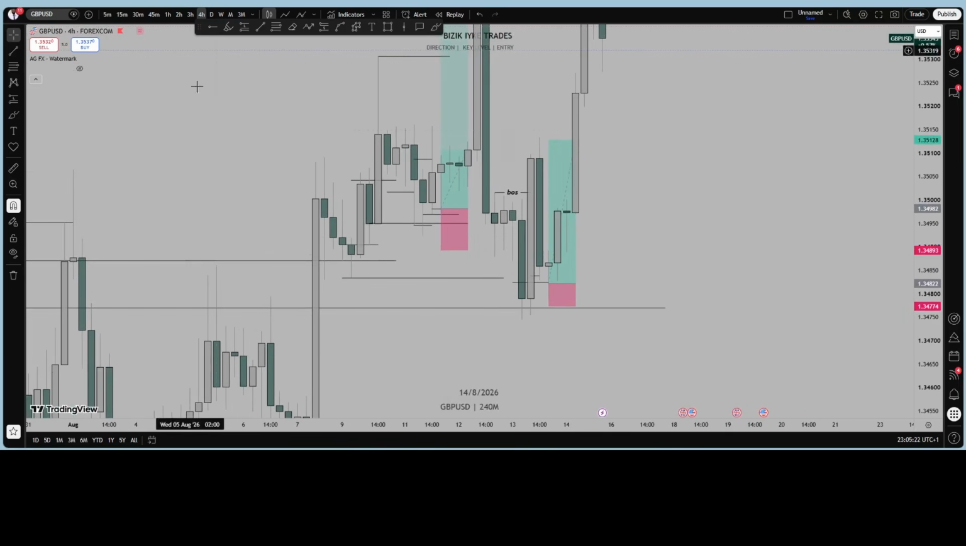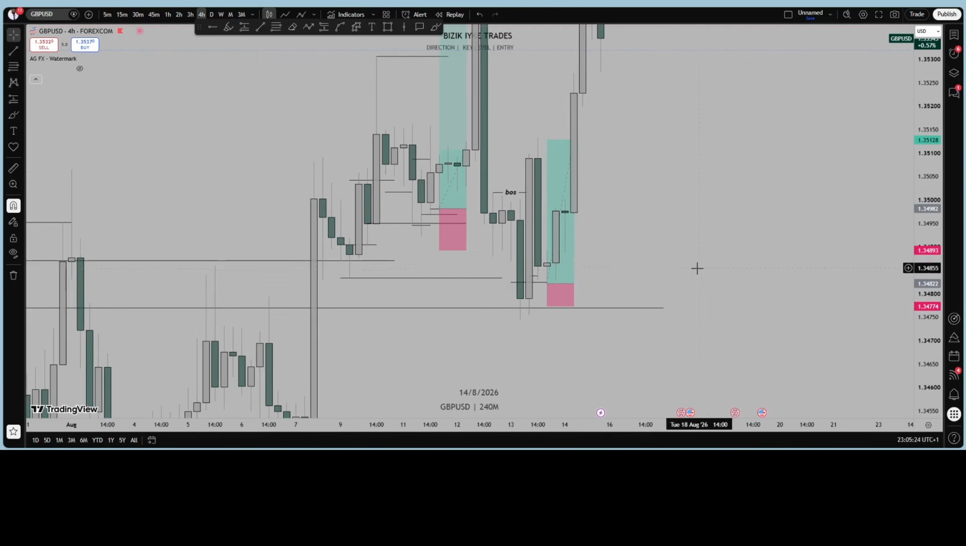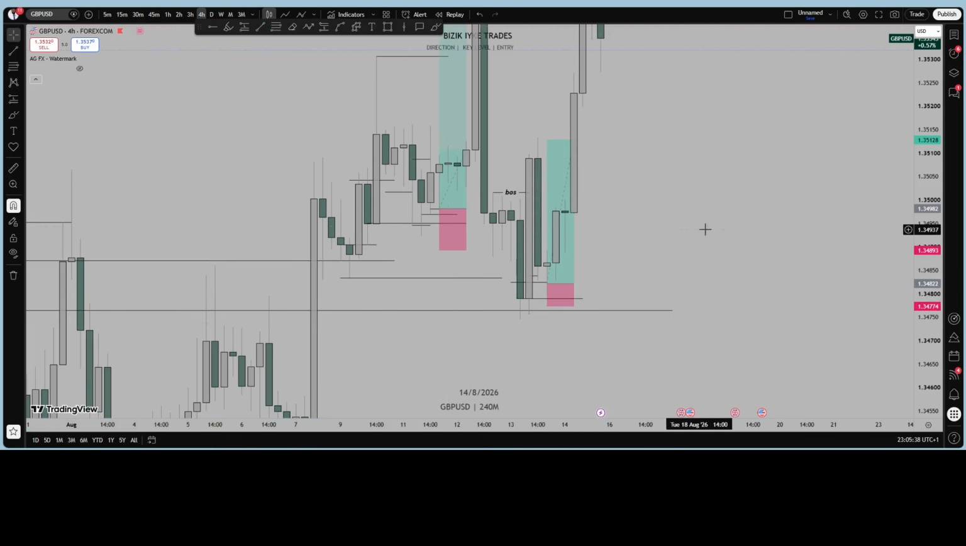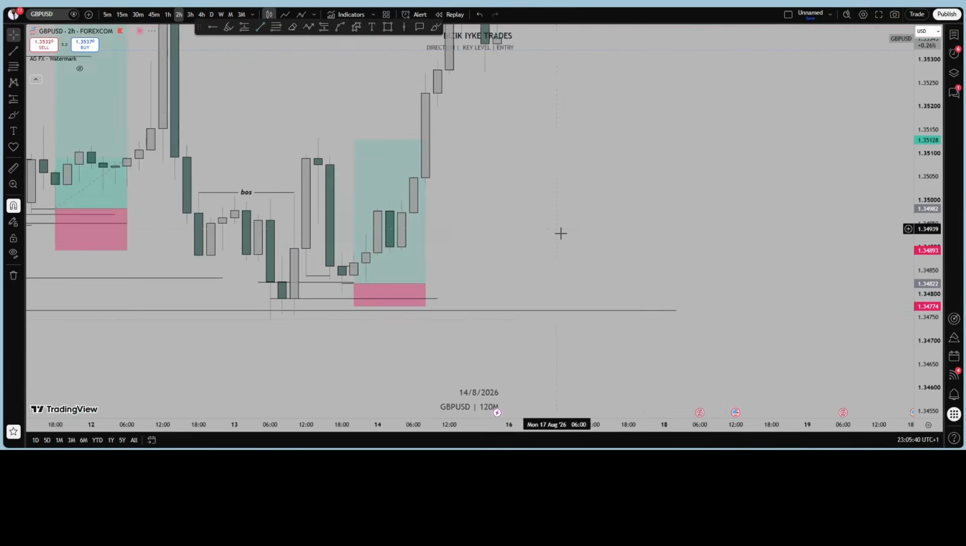So all I needed to do is wait for price to take out liquidity, tap into a key level, and you execute. You see, that is all I needed to wait for: price to collect liquidity and tap into a point of interest. Then I am going to execute. So I'm going to look for liquidity.